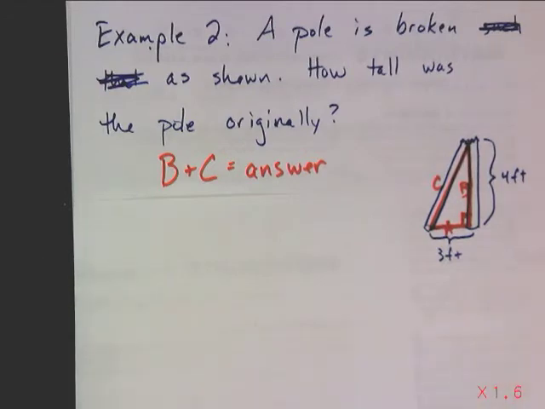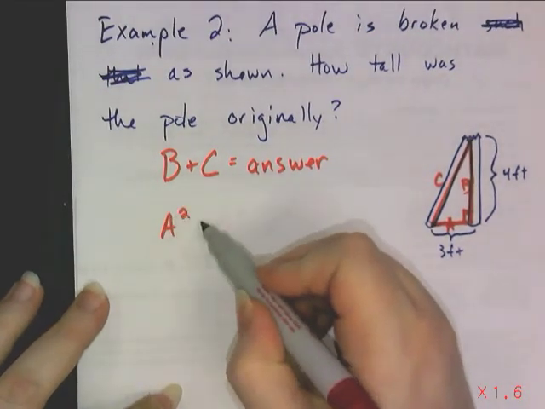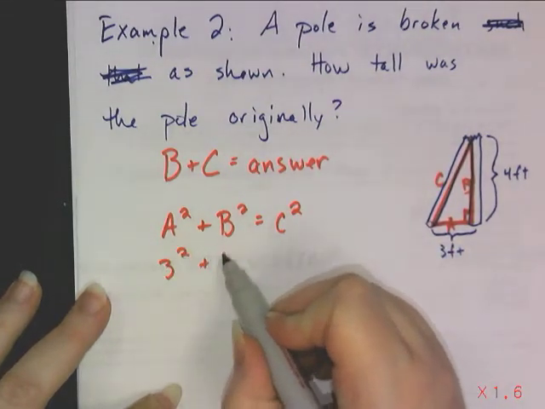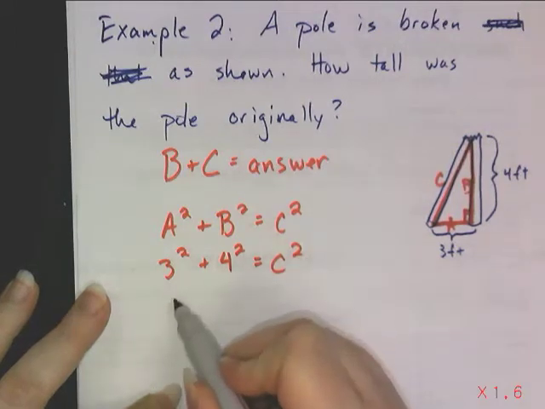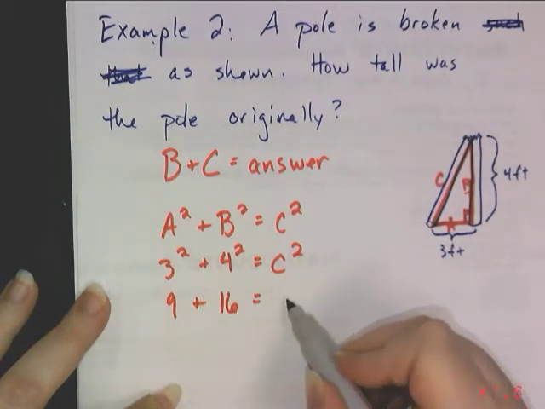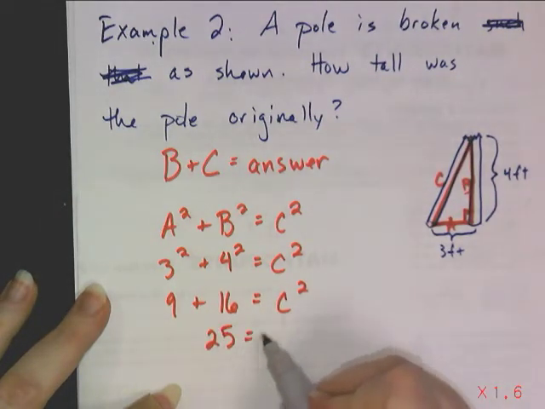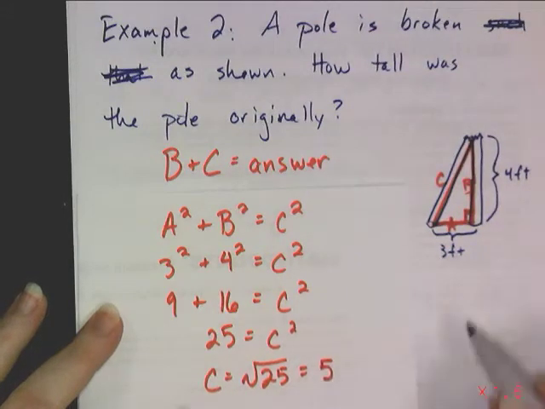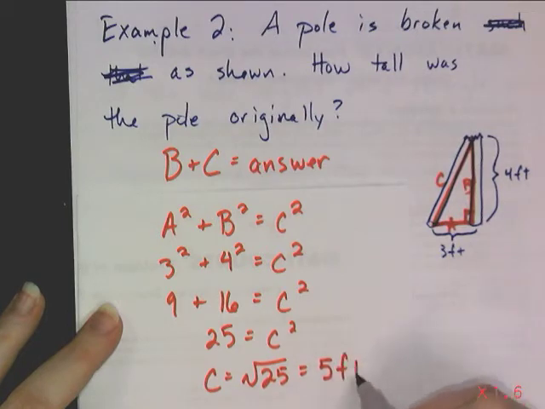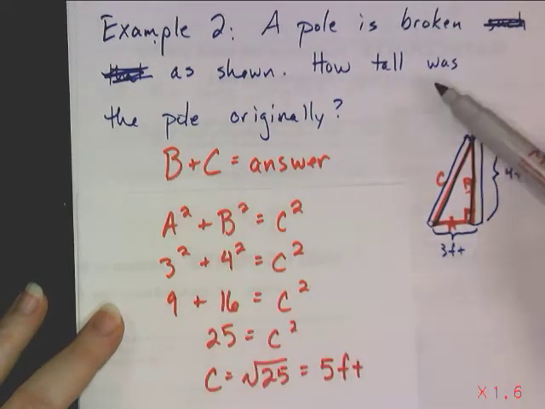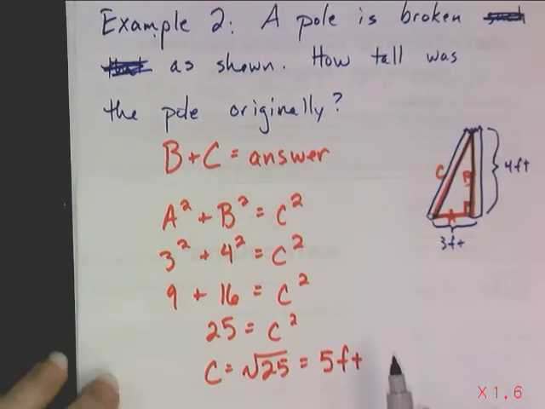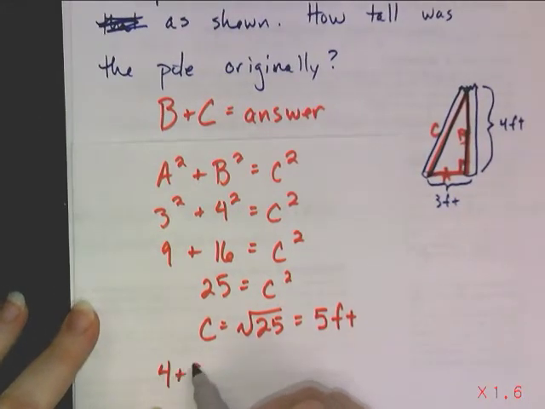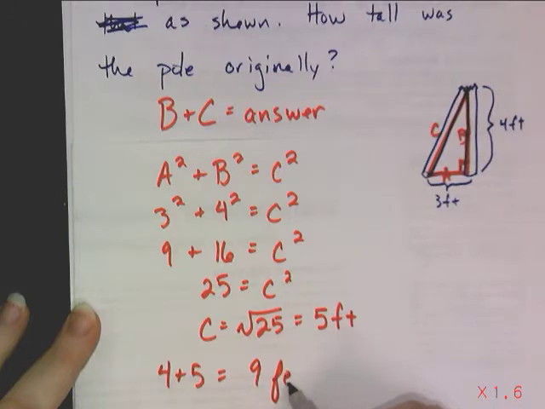So let's use my Pythagorean theorem to find the information I need in order to be able to add those two side lengths up. A is 3 and B is 4. When I square those numbers, I get 9 and 16. Added together they give me 25. So I know that C is the square root of 25, which is 5. And my units need to match, so 5 feet. However, I remember that in order to answer the question I've been asked, I need to add B and C together. So this part of the pole is 4 feet, plus this part of the pole that was 5 feet, tells me that the pole was originally 9 feet tall.